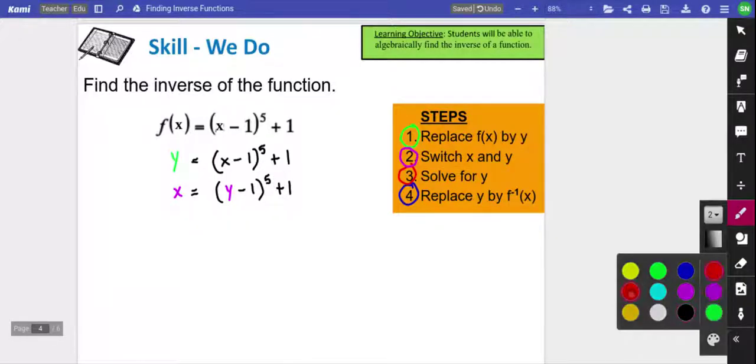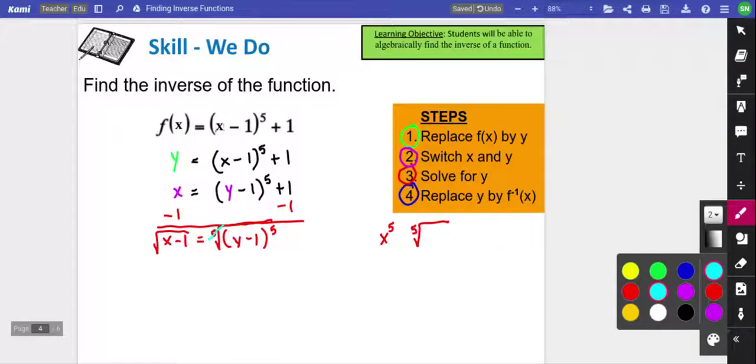Step 3, we must solve for y. We start by subtracting 1 from both sides. X minus 1 equals y minus 1 quantity to the 5th power. Now I need to get rid of the exponent. So anything to the exponent of 5 would cancel out with the 5th root, because those two are opposite. I'm going to do that, and I do that to both sides.